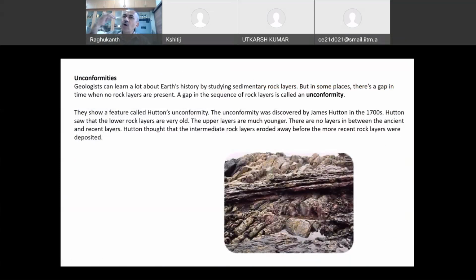Definitely there could have been 100 million years of rock there, but something has happened, like some erosion or maybe some volcanic activity or whatever. Something has happened, and after a lot of time the younger rocks were deposited. So this is a very important thing in classifying our geological timescales. We have also seen this in our last class.